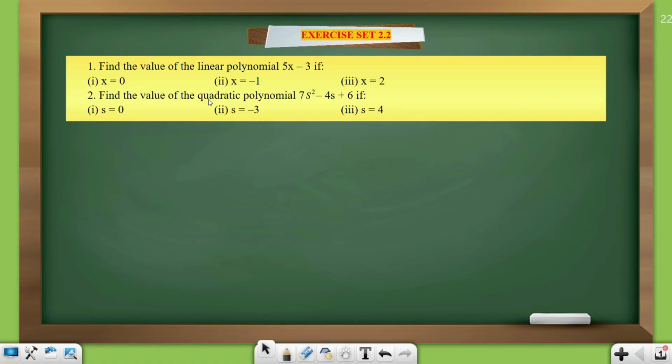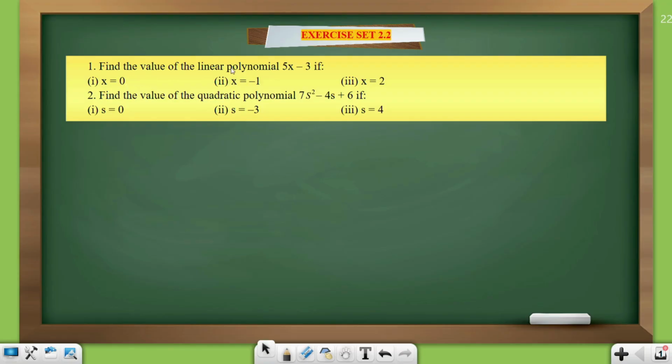In this video, we are going to solve the problems from exercise set 2.2. The first question is: find the value of the linear polynomial 5x minus 3 if x is equal to 0, x is equal to minus 1 and x is equal to 2. We know that a linear polynomial is nothing but a polynomial whose degree is 1. The variable's power is 1. Here we have a polynomial 5x minus 3, the variable is x and the power is 1, so we can call this a linear polynomial.